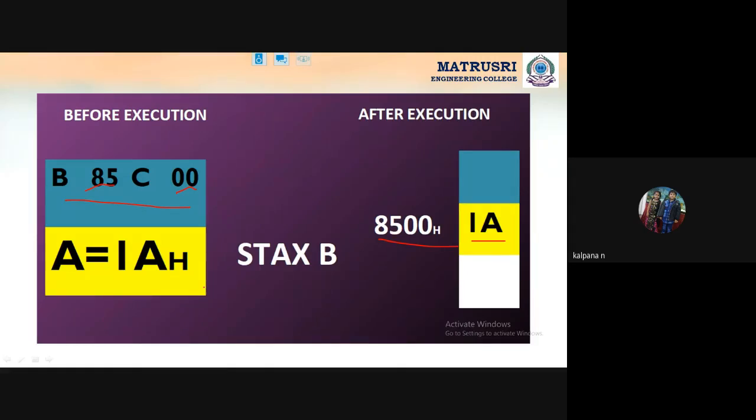Understand? Yes, ma'am. STAX B means what are we doing? We are moving the data which is present in the accumulator using register pair B. Here register pair B consists of a memory location, and in that memory location we are moving the data which is present in the accumulator.